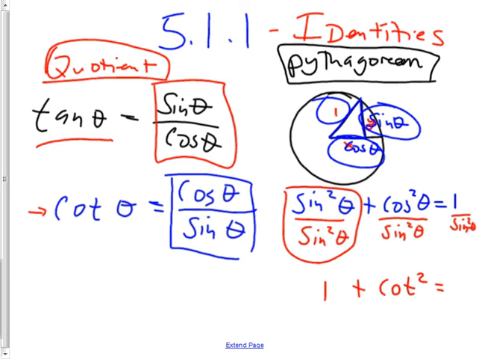And that, what's 1 over sine squared? Oh, I haven't touched that one yet. But you can do it. Think about it. It's flipping, right? Cosecant. It's flipping. 1 over something means you flip it, right? So that's cosecant.